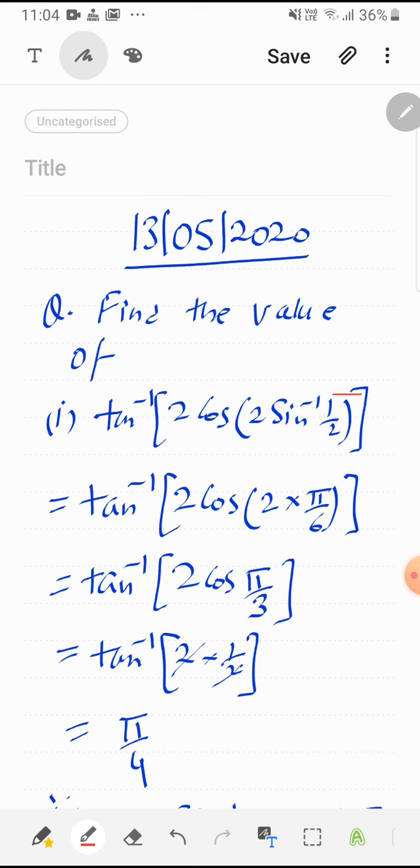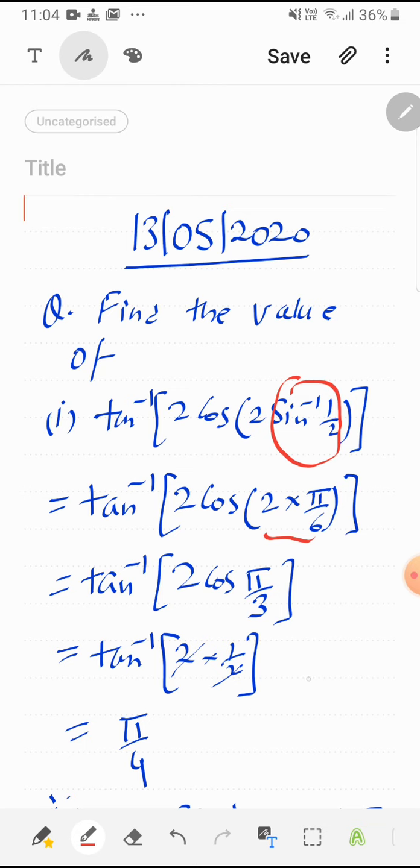So we start from the innermost value, that means sin inverse half. Now as we know that sin inverse half is pi by 6, so we will replace this by pi by 6. Now 2 into pi by 6 is pi by 3 and cos pi by 3 is half. So 2 into half is 1, and tan inverse 1 is pi by 4.